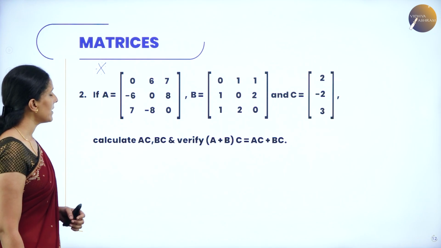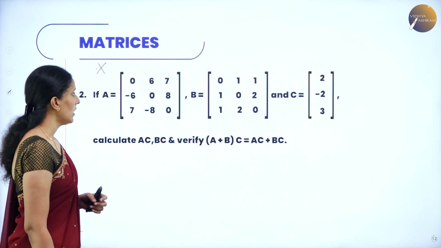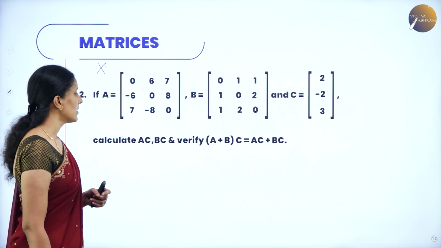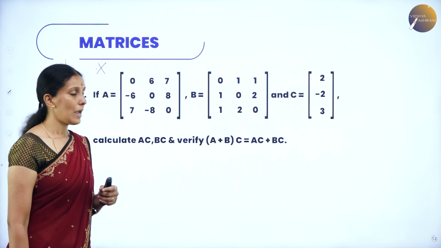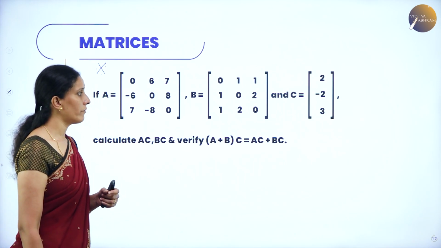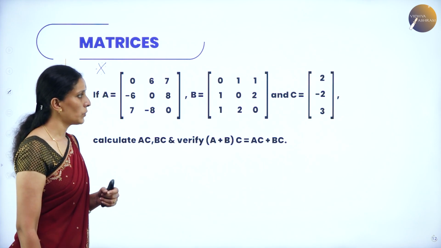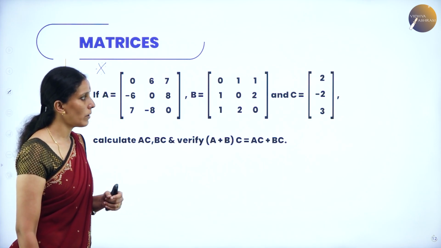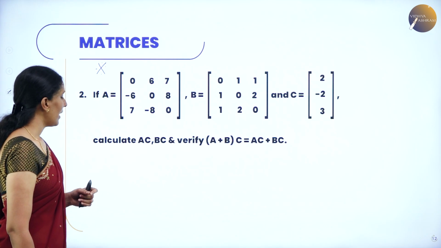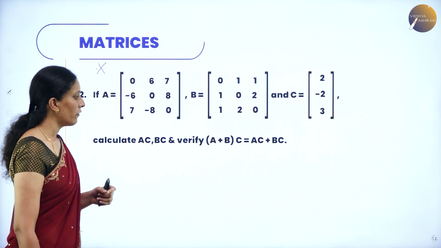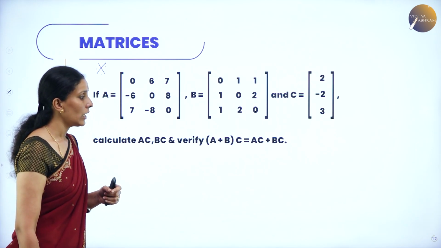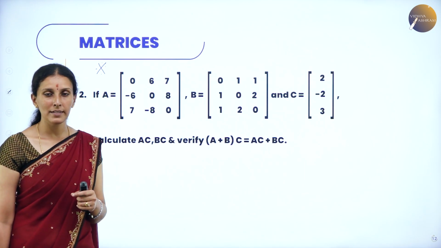If matrix A is 0, 6, 7, minus 6, 0, 8, 7, minus 8, 0. And matrix B is 0, 1, 1, 1, 0, 2, 1, 2, 0. And matrix C is 2, minus 2, 3. Calculate AC, BC, verify A plus B into C is equal to AC plus BC.